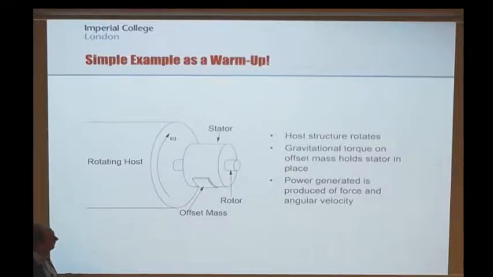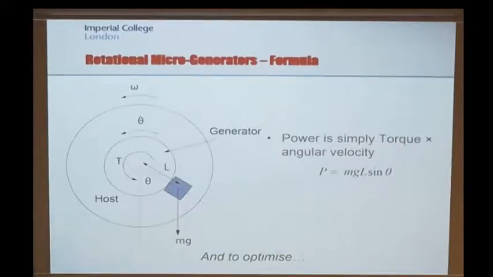It will generate a force between the rotor and the stator, but as long as that force is less than the gravitational force that I see on the offset mass, I'm able to generate electrical power, and I'm able to generate it continuously. So this effectively is what I've got.